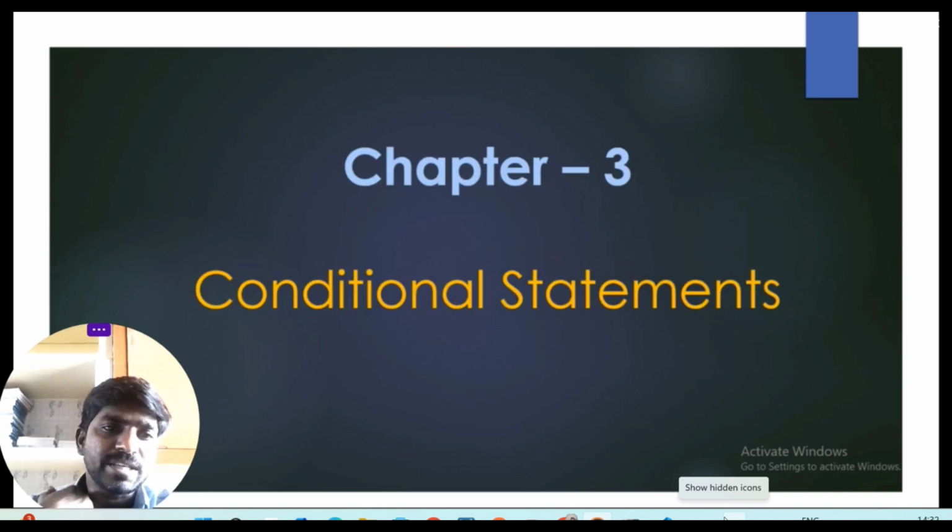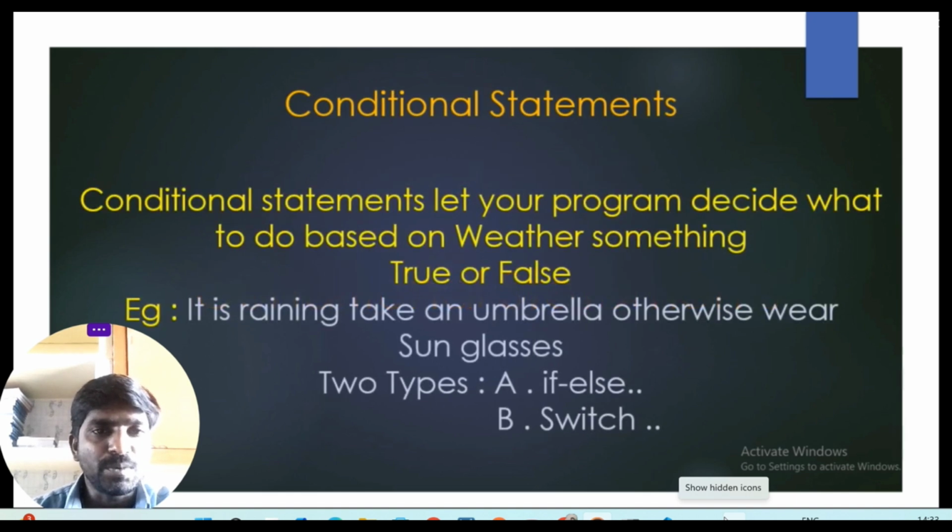First, we need to know what conditional statements are. Conditional statements mean the program works based on a condition. Conditional statements let your program decide what to do based on whether something is true or false. Suppose, as an example, if it is raining, take an umbrella. If it is not raining, it is sunny, so we will take sunglasses.